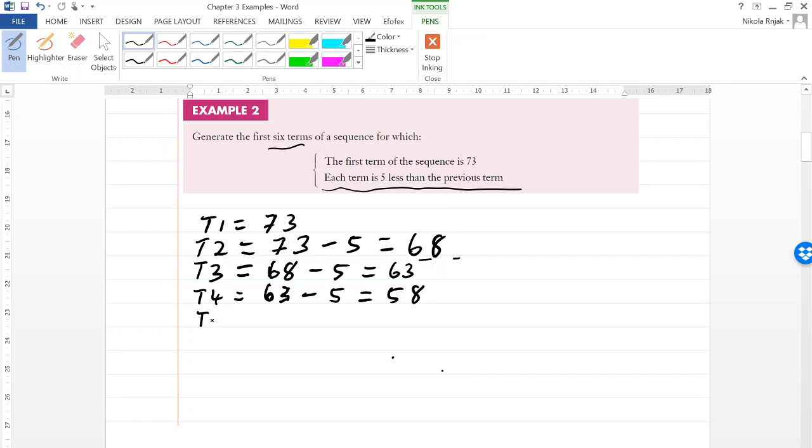Term 5 is going to be equal to term 4 minus 5, so 58 minus 5, which is 53. And we need one more because we need the first 6. Term 6 is equal to 53 minus 5, which is equal to 48. Okay, so that's example 2.